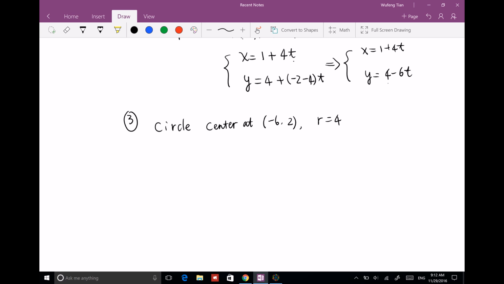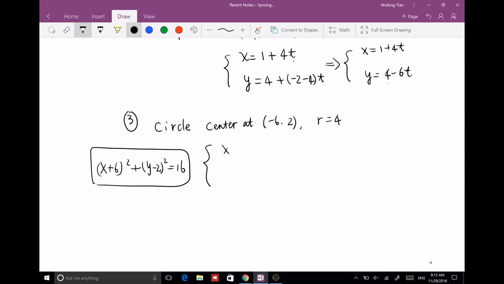Okay, are you done? Alright, I'm going to call a student here, see if he can tell me. Okay, Taylor, could you please tell me what you got? X plus 6 squared plus y minus 2 squared equals 16. Alright, that's the rectangular equation. That's perfect. So how about the parametric equation?